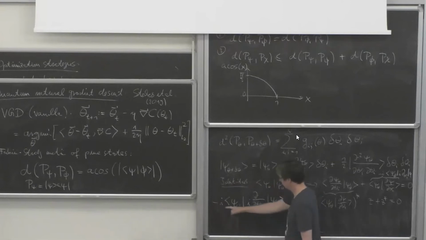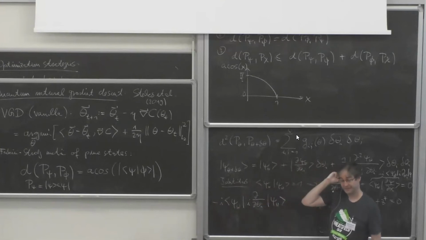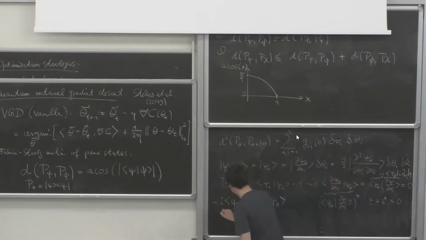So this thing is real except for this i, right? So from the condensed matter people, do you know what that is? This is a difficult question if you haven't seen it. Exactly, it's the Berry connection. So this here is minus i times what we call the Berry connection. So this is a very important quantity.